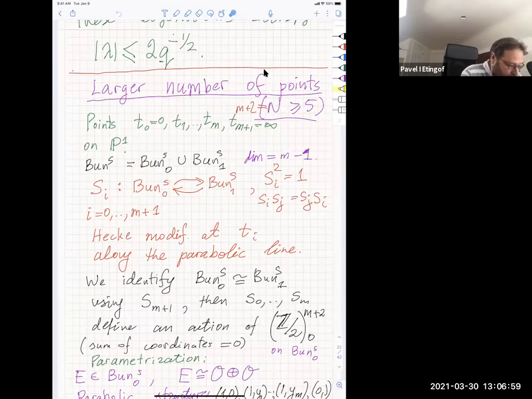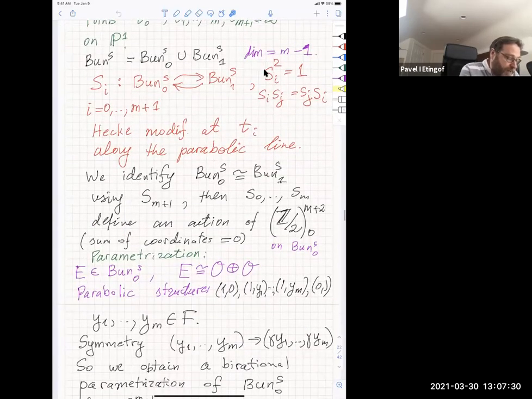So I can compose it with this identification. And this will give me an action of (Z mod 2)^{m+2} sub 0 on this component. I mean, without identification, I can also say that I will just take an even number of generators, and that will map every component to itself. So that forms this group, which is a subgroup of (Z/2)^{m+2} of elements with the sum of coordinates being 0. And so that acts here.